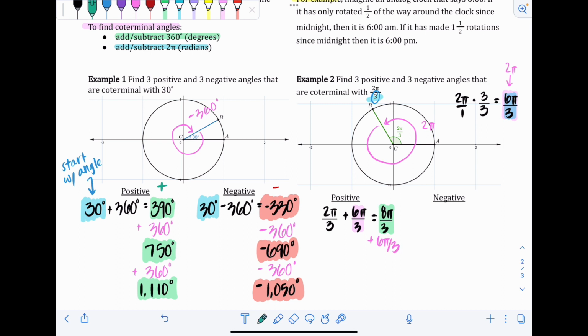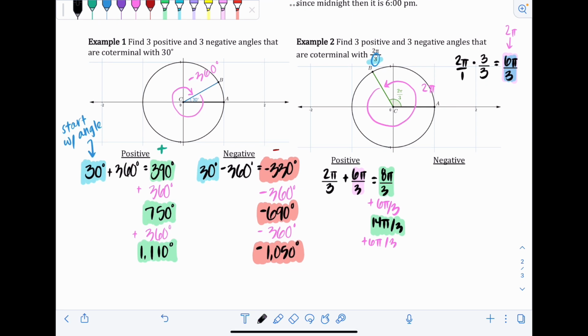Same thing, you just add the numerators. So 8 plus 6 is 14 pi over 3, so that'll be our second one. And then we're going to add 6 pi over 3 again. So 14 plus 6 is 20 pi over 3. The denominator is not changing the entire time, we're just changing the numerator by adding 6 pi to it. So 2 pi plus 6 pi is 8 pi, 8 pi plus 6 pi is 14 pi, and then 14 pi plus 6 pi is 20 pi.